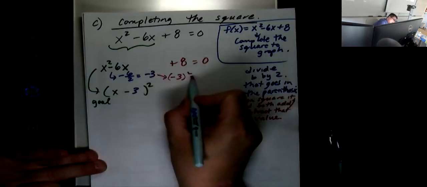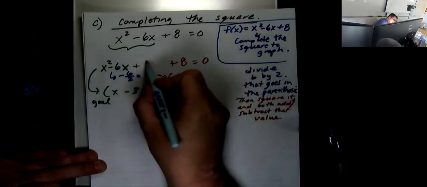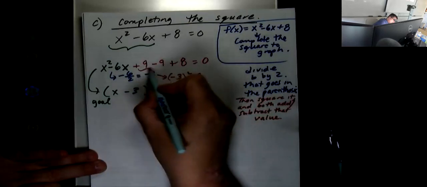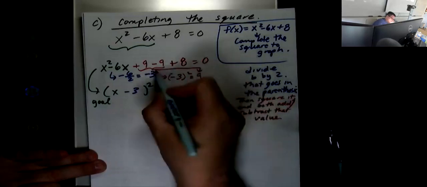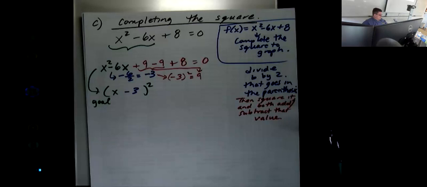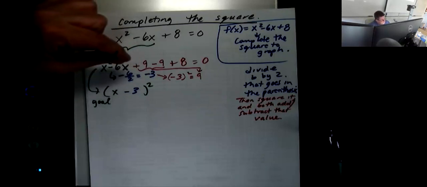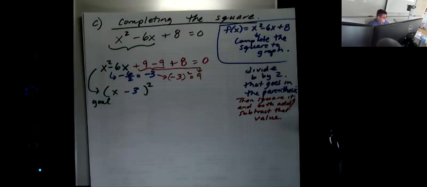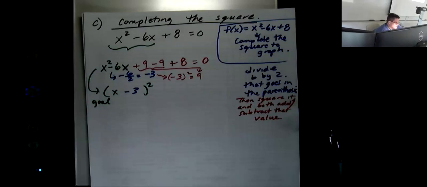-3 squared equals 9. So I'm going to add 9 and subtract 9. The reason why we add it and then subtract it is, if I put those together, I have effectively added 0, and adding 0 doesn't change the value. If Eric owes Drew $20 and Eric gives Drew $0, he still owes Drew $20. Doesn't change the value.